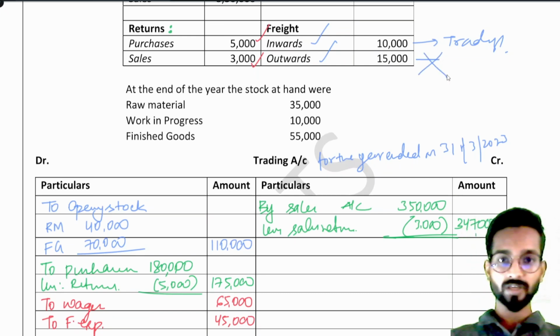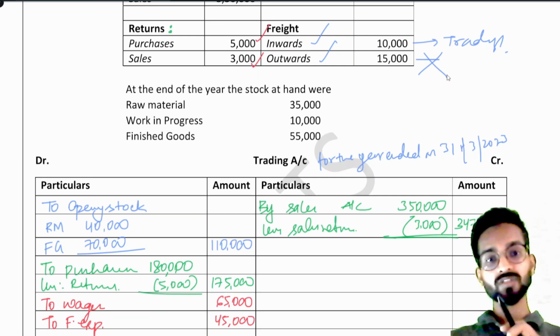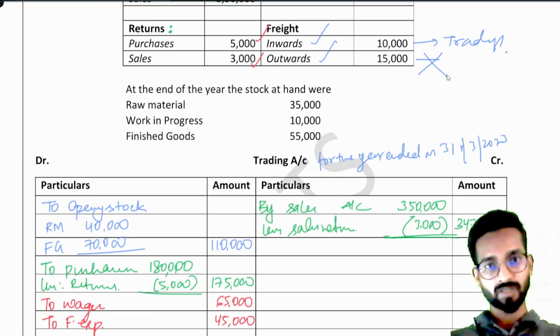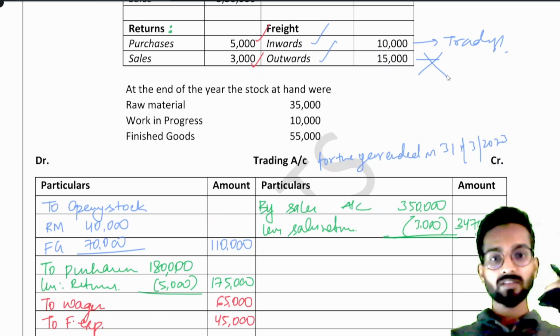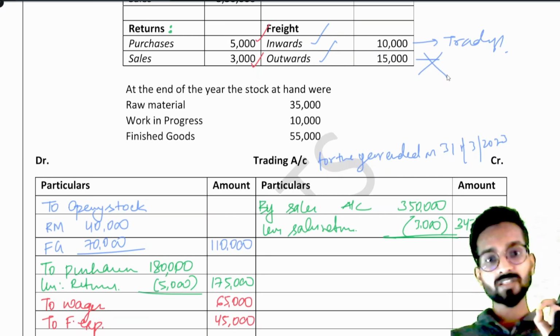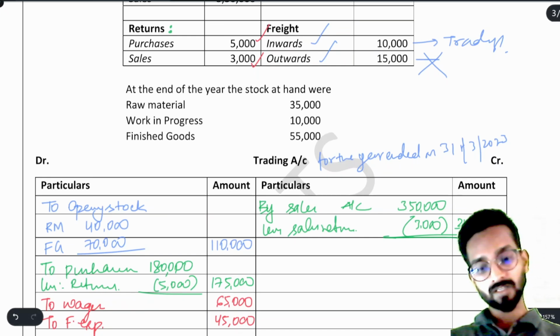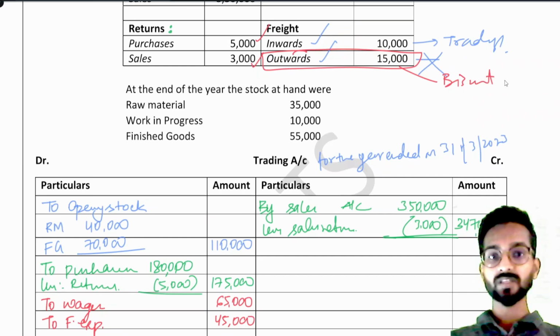No, don't do this mistake. Freight outwards will not go in trading account. Whenever we are talking about trading, only freight inwards, only carriage inwards, because this is the cost incurred to bring goods inside our factory or at our location. Outwards, what is freight outwards? Suppose I have sold goods. When I am selling goods, the transportation charges from my location to my customer's location is freight outwards. That expense you will not write in the trading account. That comes under profit and loss account. Understood? So you can say for this question, this information of freight outwards is your biscuit. Ignore the biscuits always.